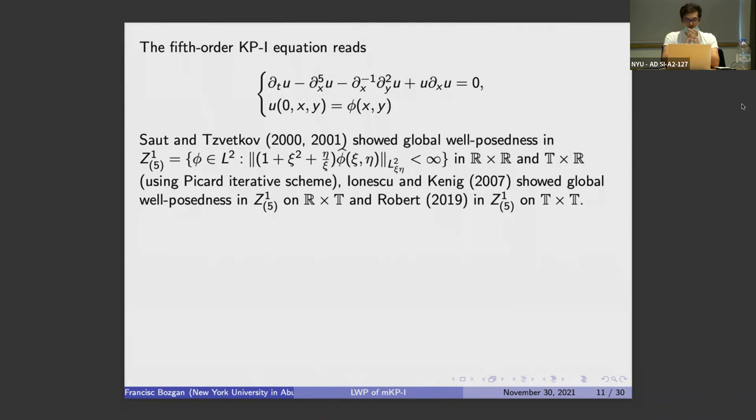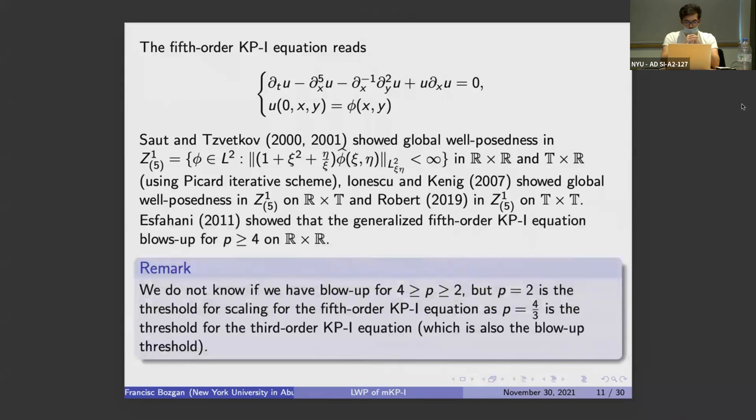For this one, there was also a lot of research done in the past 20 years. First Saut and Tzvetkov in 2001 showed global well-posedness in the first energy space in R cross R and T cross R. They used Picard iterative schemes for this. You can see here that they can actually use a Picard iterative scheme. This comes from the fact that because of the fifth order derivative, we have more smoothness. So we don't have that breakup that happens for the third order one. Ionescu and Kenig in 2007 showed well-posedness in the first energy space for R cross T. And Robert showed this for T cross T.